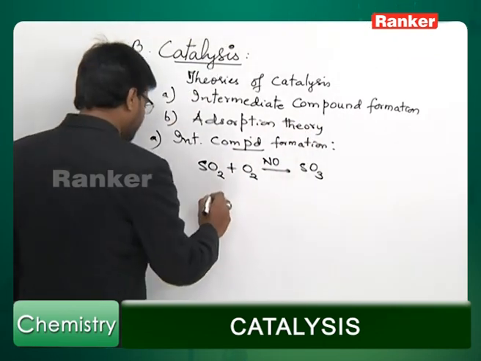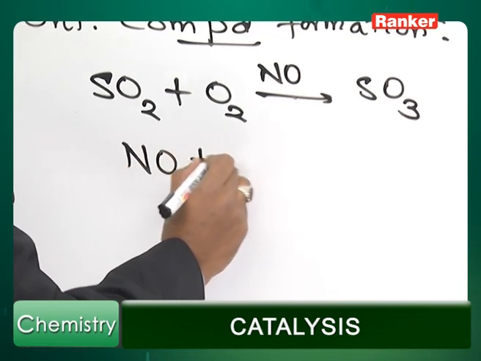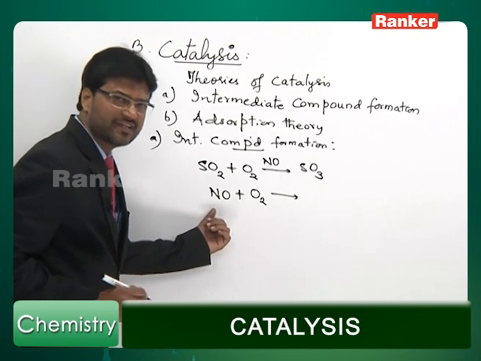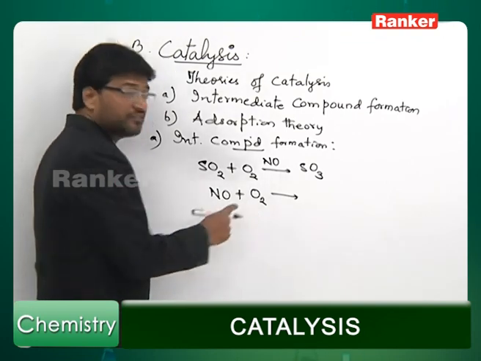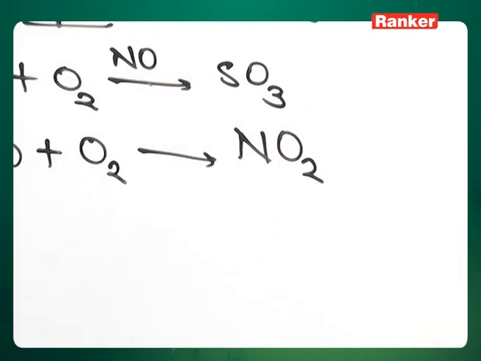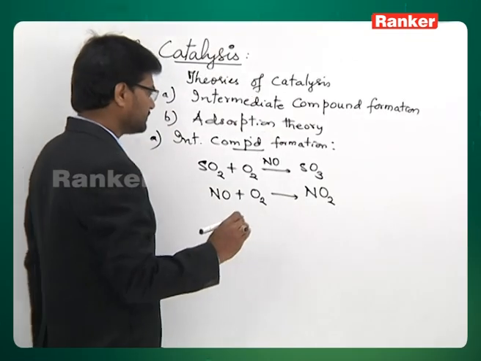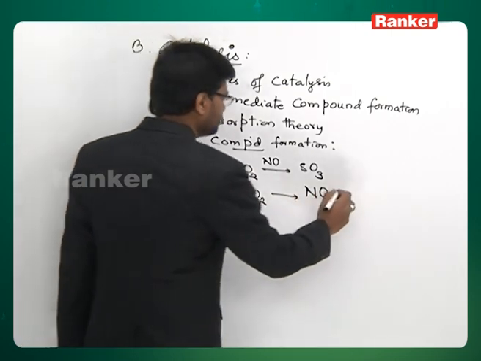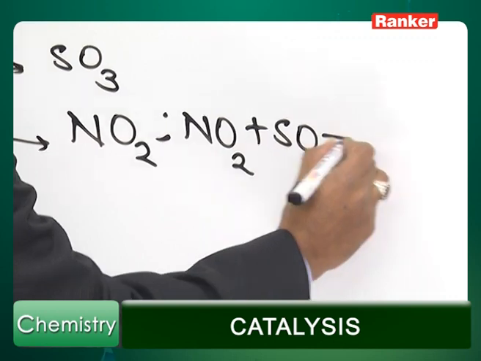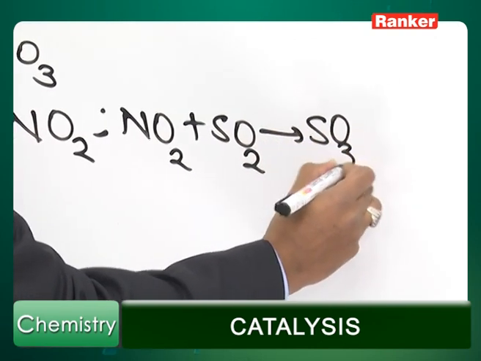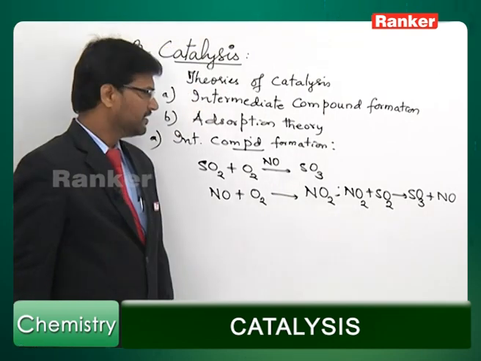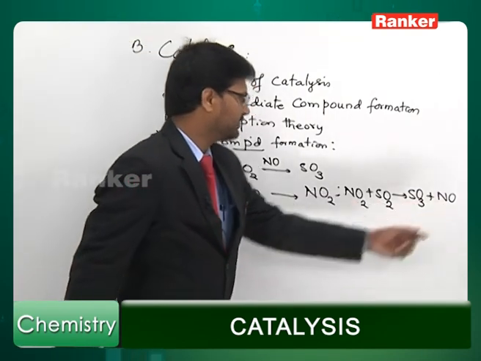According to this theory, the reaction first takes place between NO and O2. Please remember, NO is a catalyst here, and oxygen is one of the reactants, and you get NO2. NO2 is an intermediate compound. Now this NO2 will then combine with SO2 to give SO3 and NO is regenerated. This is the regenerated catalyst.